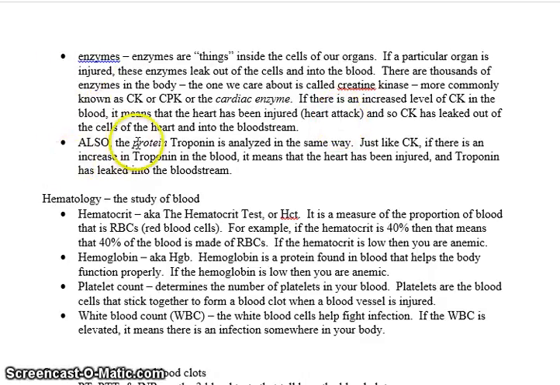And there's also a protein, so not necessarily an enzyme, but sometimes we call it an enzyme, called troponin, and it is analyzed in the same way. Just like CK, if there is an increase in troponin in the blood, it means that the heart has been injured and troponin has leaked out of the organ, the heart, and into the bloodstream.